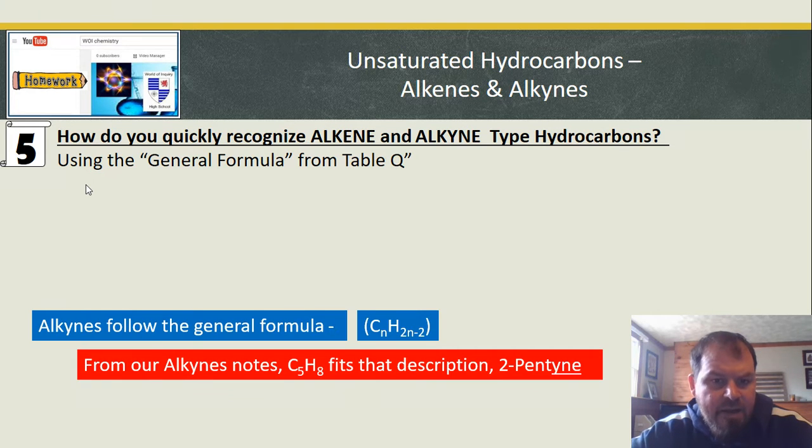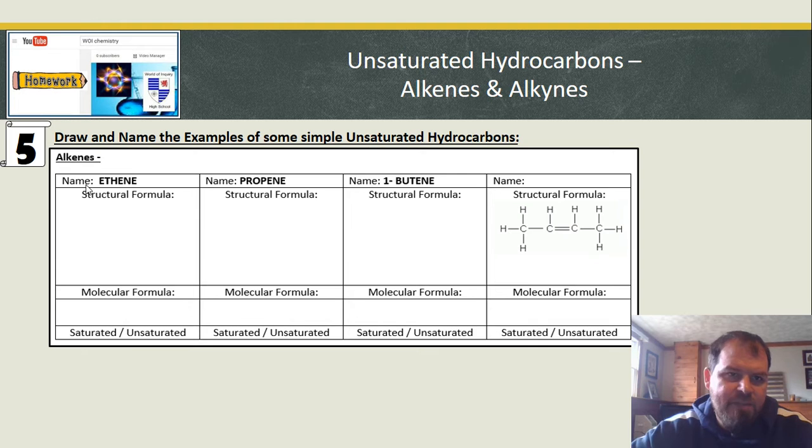If I see a formula of C5H8, plug in the 5, and then you have 3 H's to solve for. You have CnH2n plus 2, you have 2n, and you have 2n minus 2. These are all in the general formulas on table Q. Okay, and you can figure out, is it an alkene, an alkane, or an alkyne? Good. Let's do some examples.